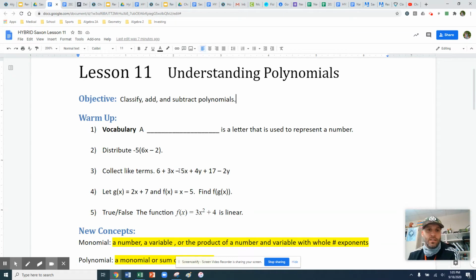Hello, welcome to Lesson 11, Understanding Polynomials. Our learning target today is to classify, add, and subtract polynomials. So by the end of today, we will be able to classify a polynomial and then learn strategies to both add and subtract polynomials.